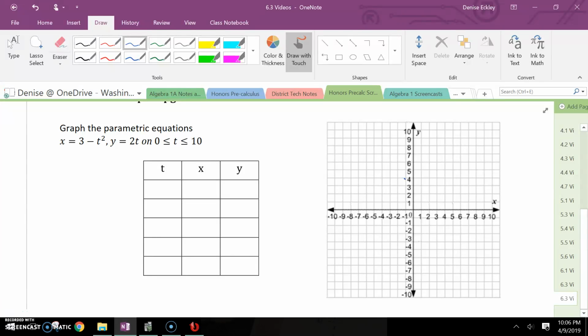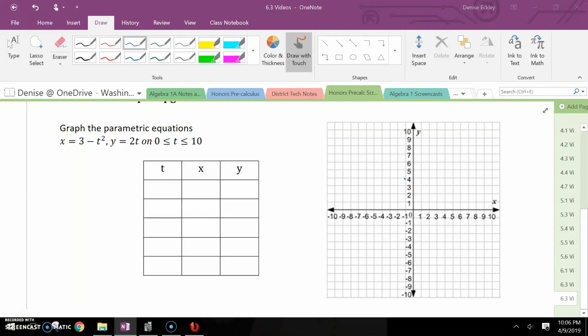Page 482, number 7. We're asked to graph the parametric equations x equals 3 minus t squared and y equals 2t on the interval 0 to 10 for t. So what we want to do is we can do this in our graphing calculator and just write down the important features that we need on our paper.